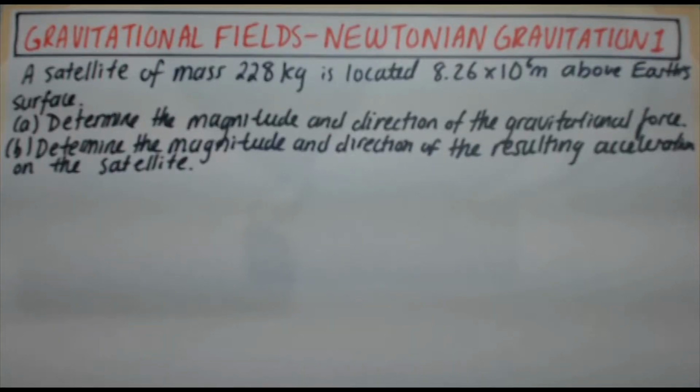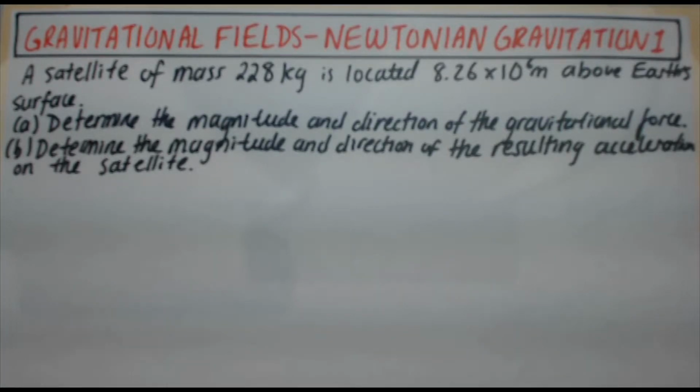Hey guys, let's do a gravitational fields problem. Newtonian Gravitation 1. A satellite of mass 228 kilograms is located 8.26 times 10 to the 6 meters above Earth's surface. A. Determine the magnitude and direction of the gravitational force. And B. Determine the magnitude and direction of the resulting acceleration on the satellite.